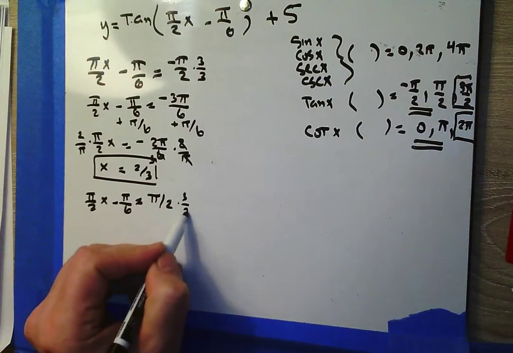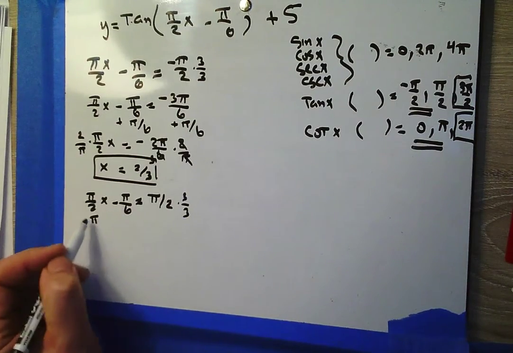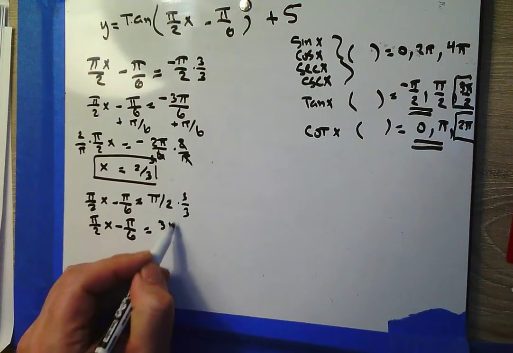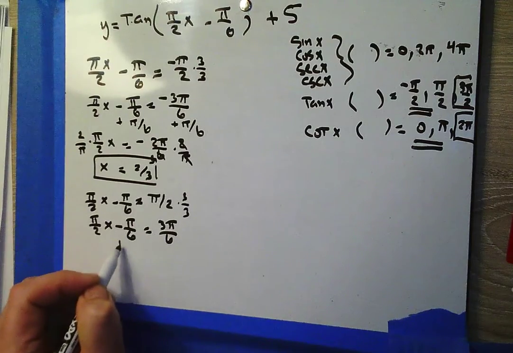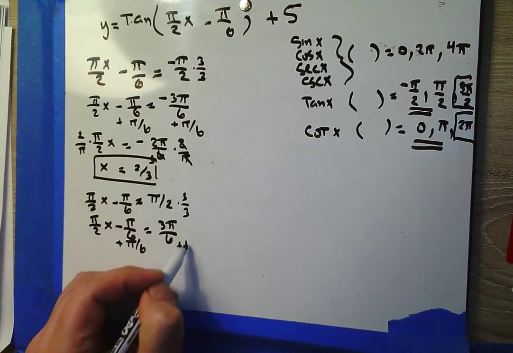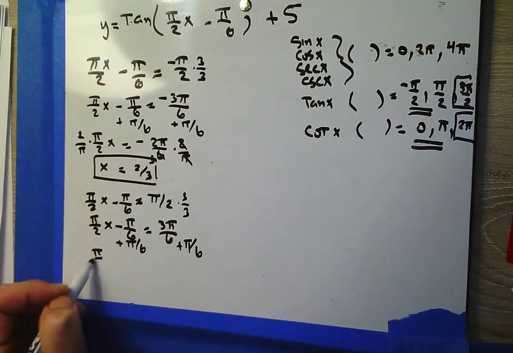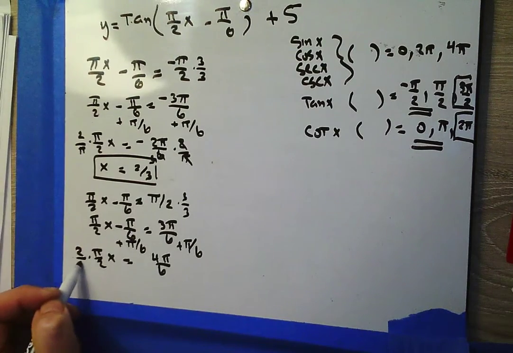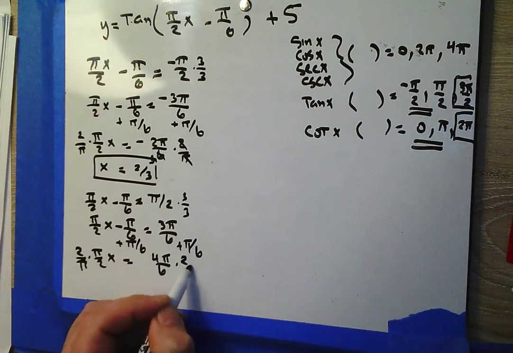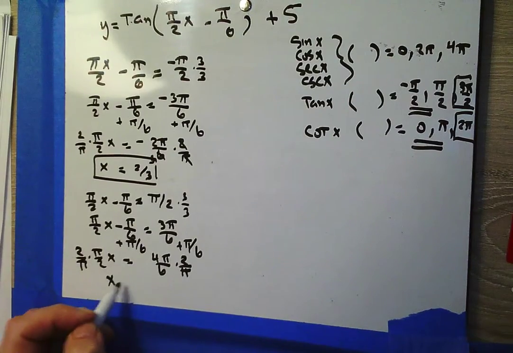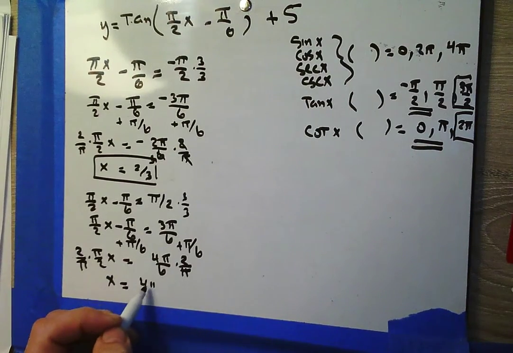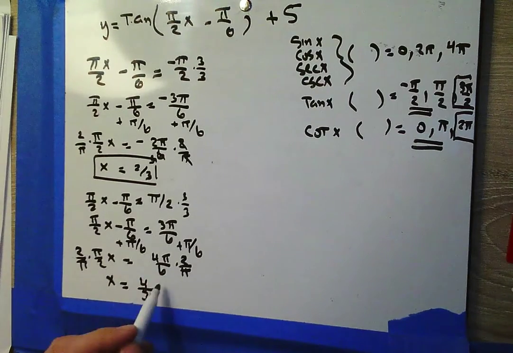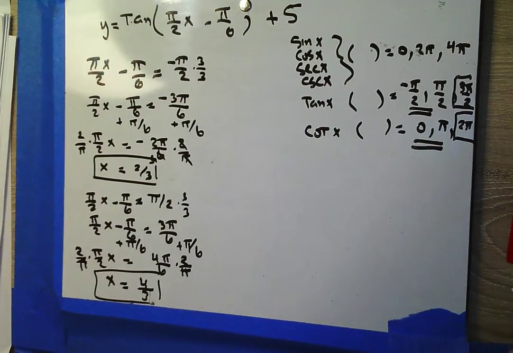And when we make a common denominator here, we'll have pi over 2x minus pi over 6 equals 3 pi over 6, but this time positive. We'll add pi over 6 to both sides, and we'll have pi over 2x equals 4 pi over 6. We'll multiply by the reciprocal, and we'll get x equals, the pi's cancel, 4 over 3. So we've got 2 over 3 and 4 over 3.